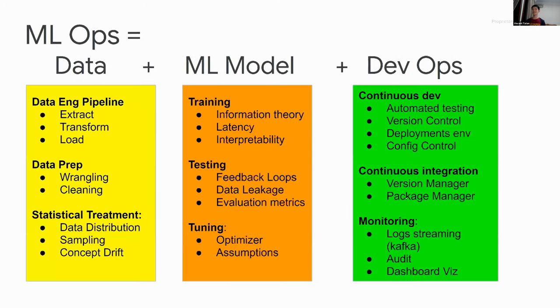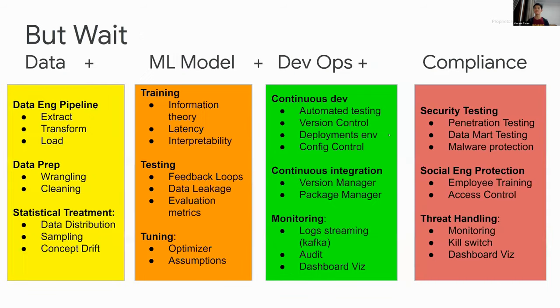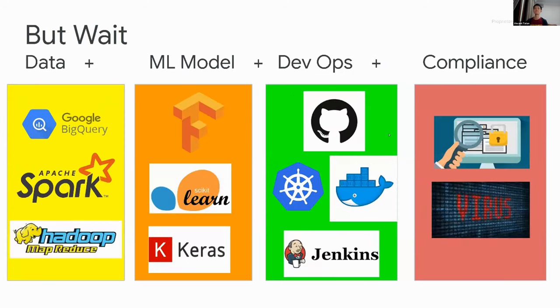Yep, so MLOps is data, ML model, and DevOps, and each of the sectors is honestly worth a different course, right? Imagine the data engineering pipeline is one course at NUS, training is one course at NUS. So within this, you see that there are already 9 courses, and there might be different courses for different processes. And of course, that is outside compliance as well. We never talk about security testing. We never talk about, for example, privacy and social engineering protections. We never talk about threat handling. So this is a part that MLOps is trying to solve as well.